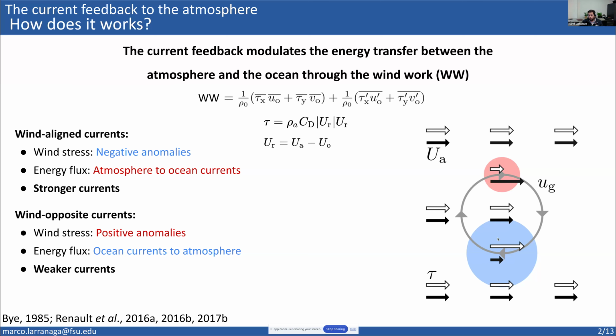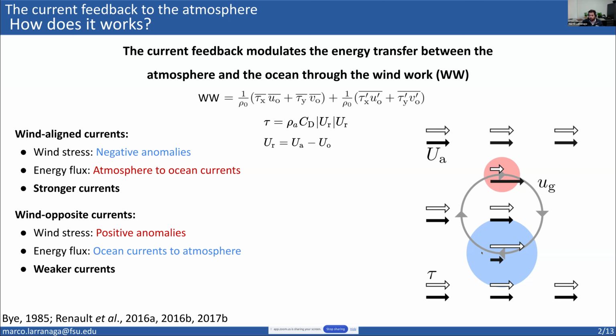But here, where the winds blow in the opposite direction to the currents, we increase the wind stress. And as they have different directions, we have a negative eddy wind work, which means that the ocean sinks energy to the atmosphere. As we have a stronger wind stress, we sink more energy from the eddy to the atmosphere. So if we spatially integrate this flux, the sink of energy from the ocean to the atmosphere dominates, and that's how we damp the mesoscale.